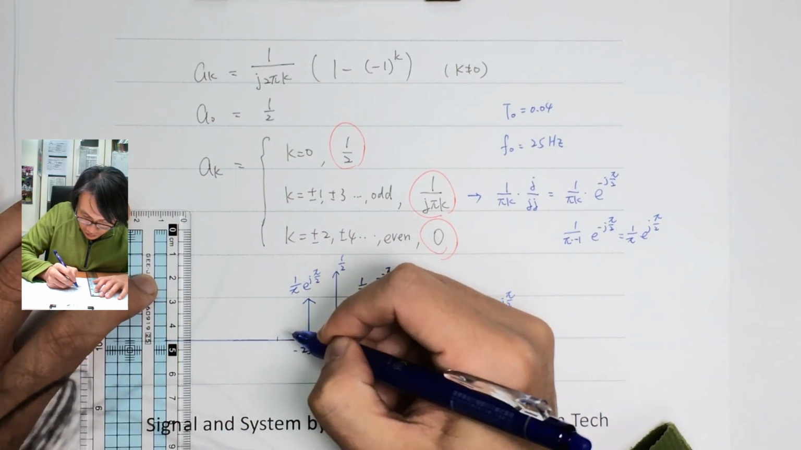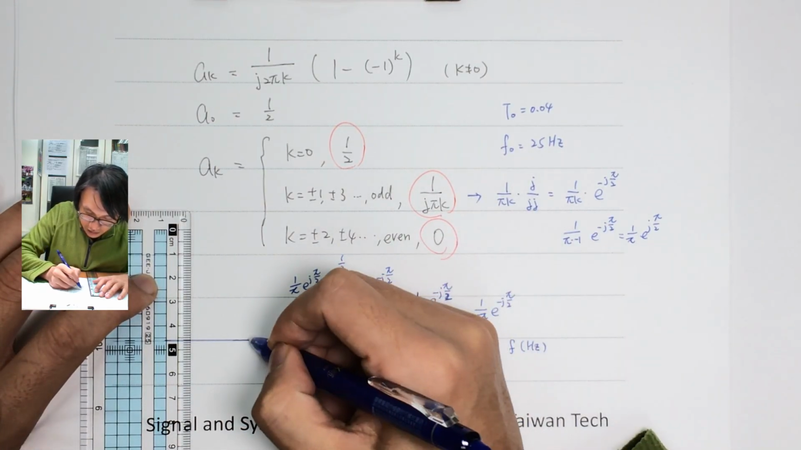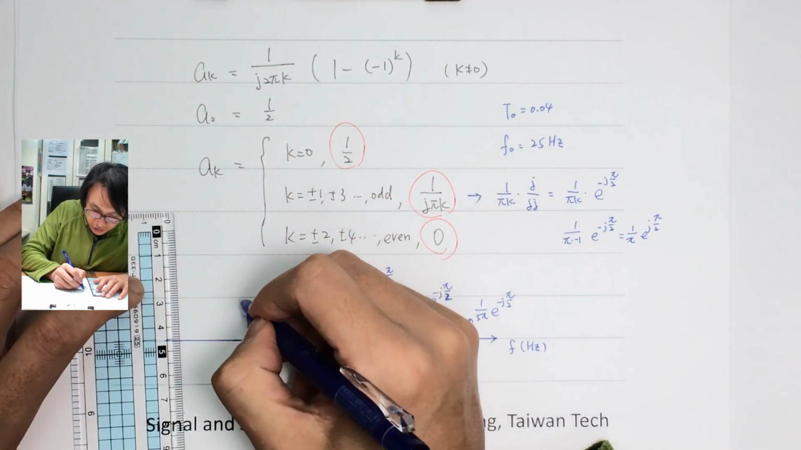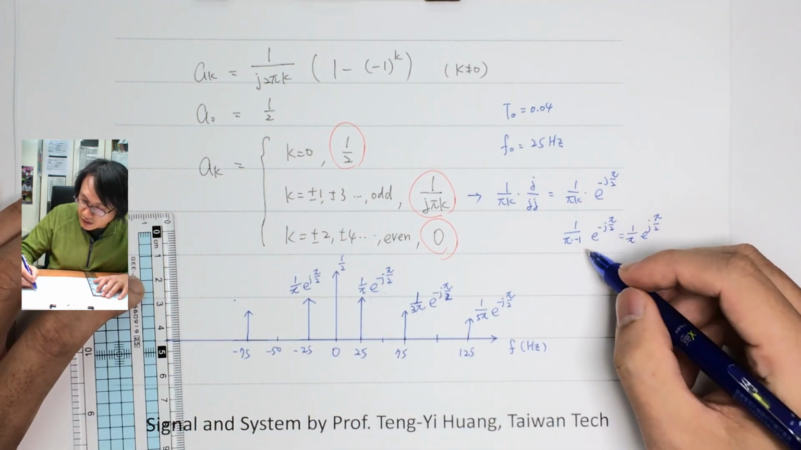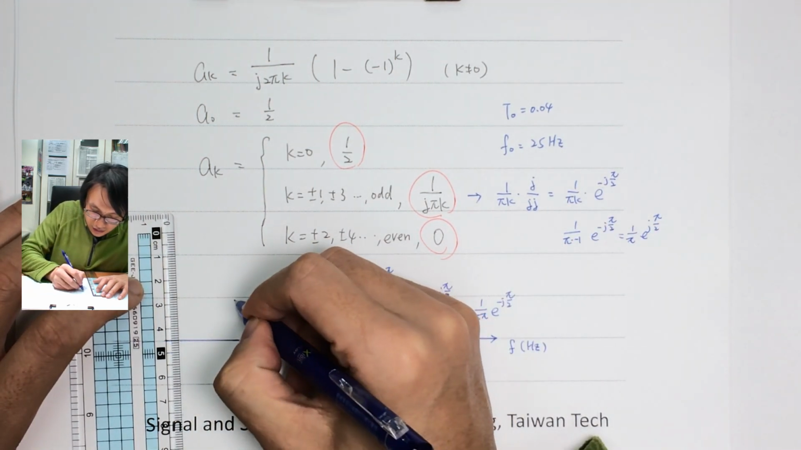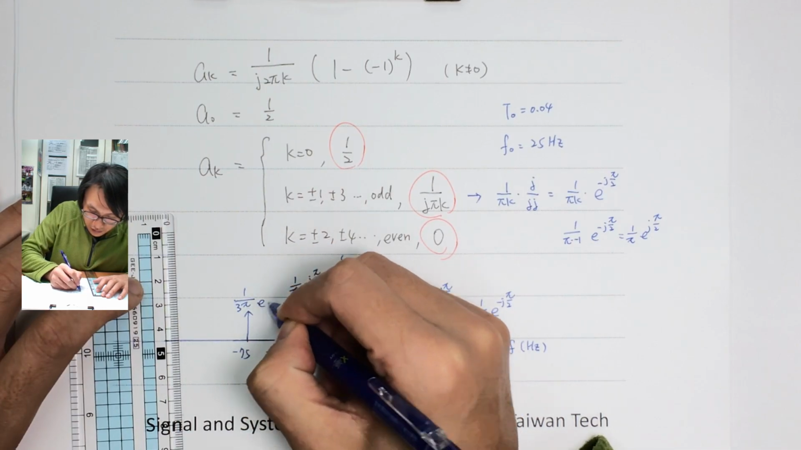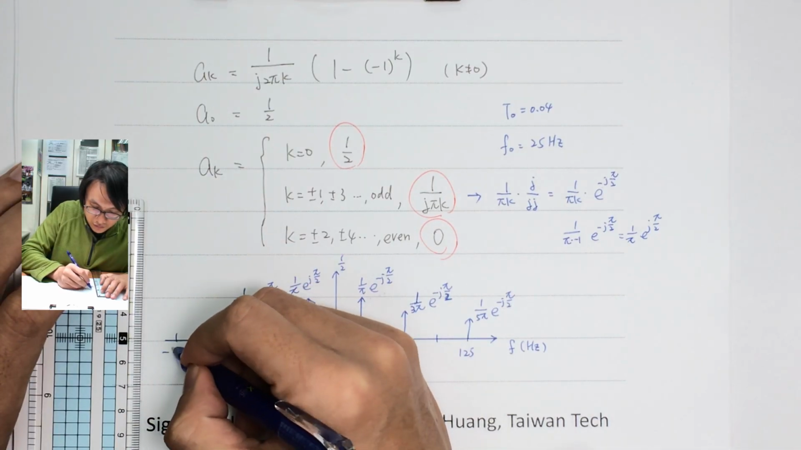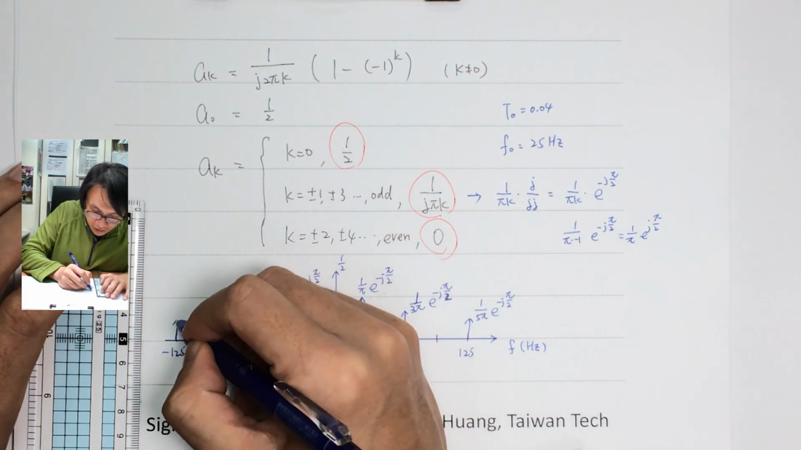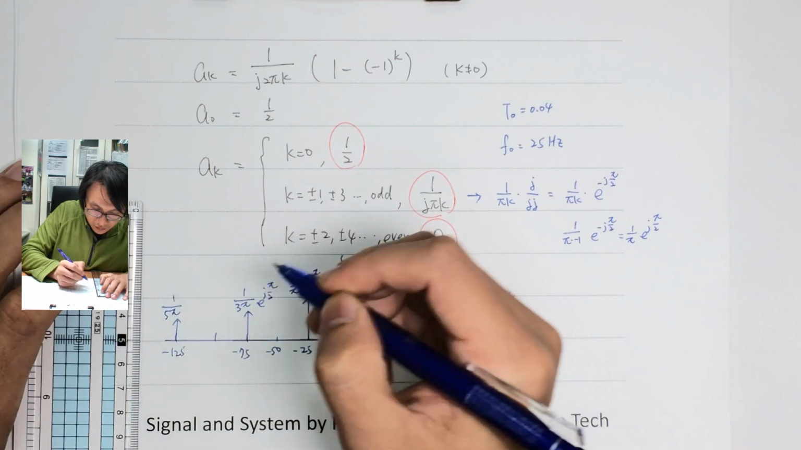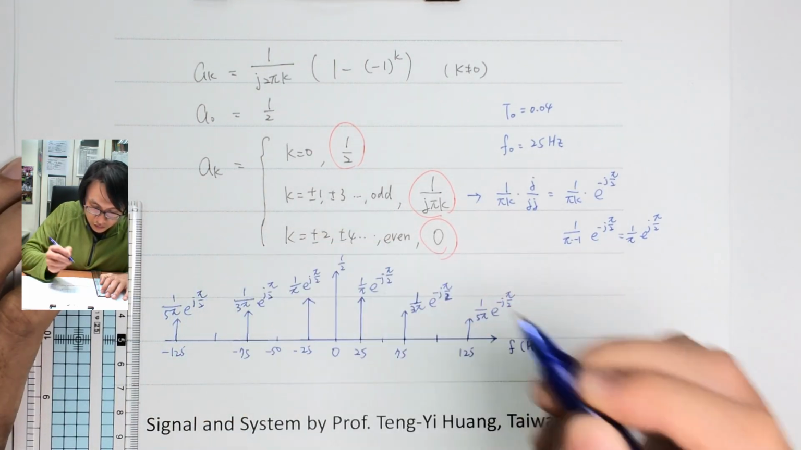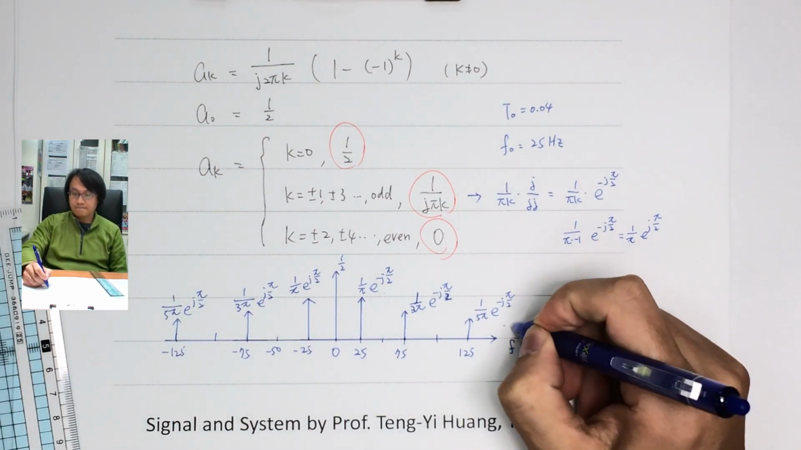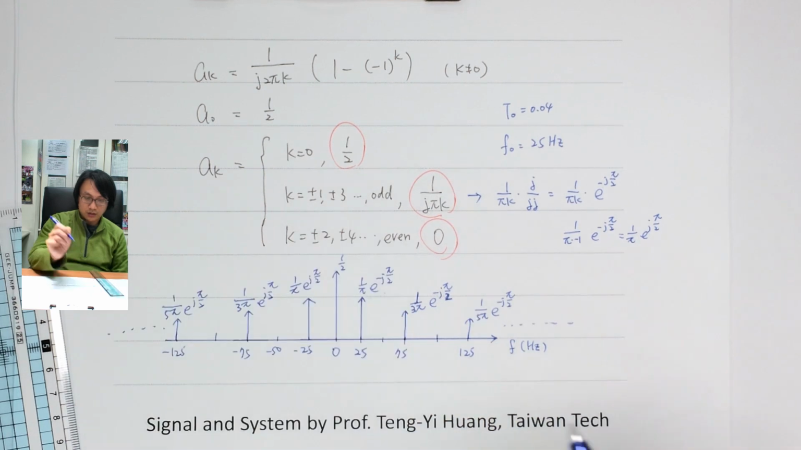Minus 25. -50 has nothing. Minus 75. Which equals? For k equals -3, it's 1 over 3 pi. Minus 100 has nothing. Minus 125 has a little. So we've plotted the spectrum. I won't plot the 7th harmonic and beyond.